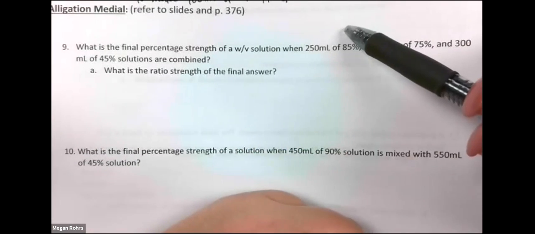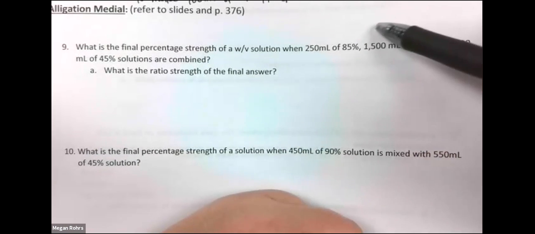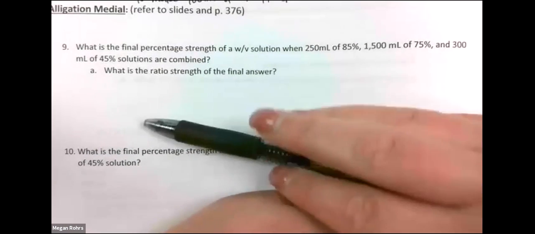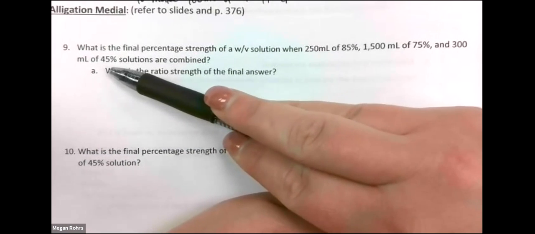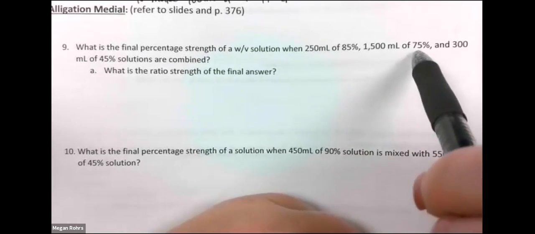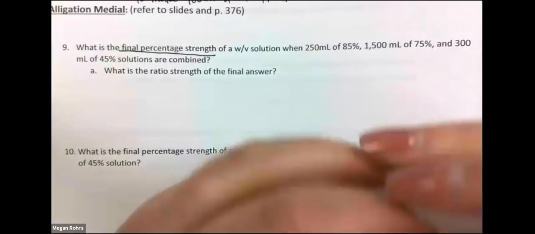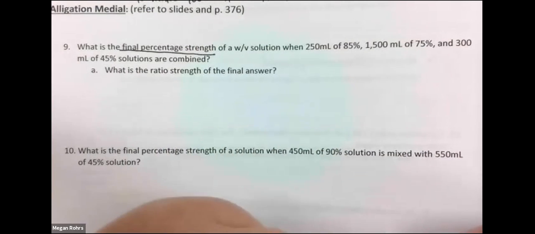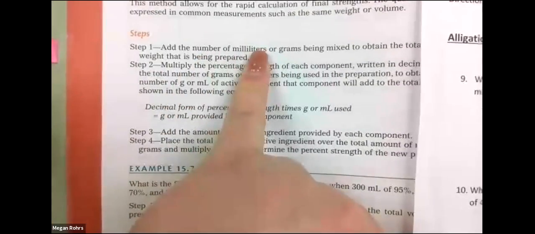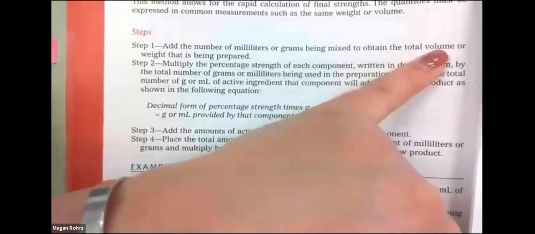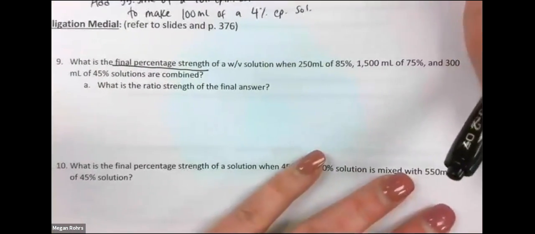But I want you to imagine that each of these is its own solution. So we're combining 3 solutions together that all have different strengths, and we're looking for the final percentage strength of that final combination of all of these things being put together, okay? So number 1, add the number of mL being mixed to obtain a total volume, okay? This is a solution, so we're looking at volume.